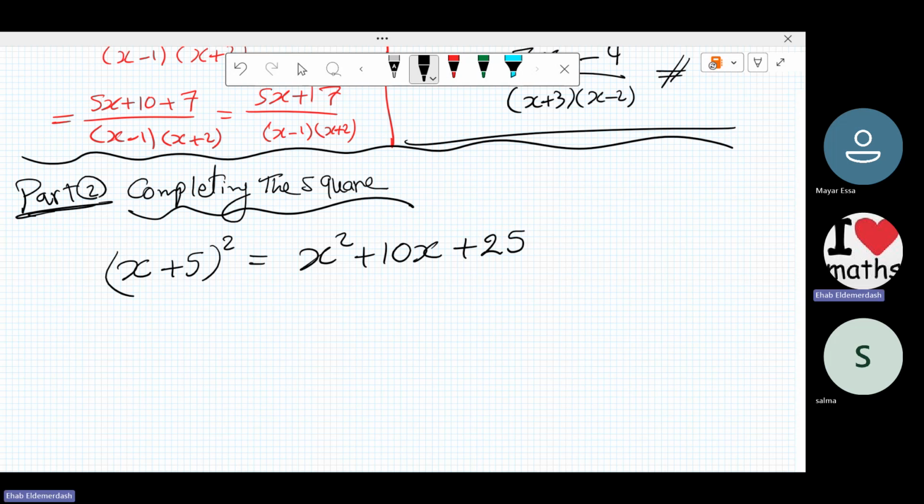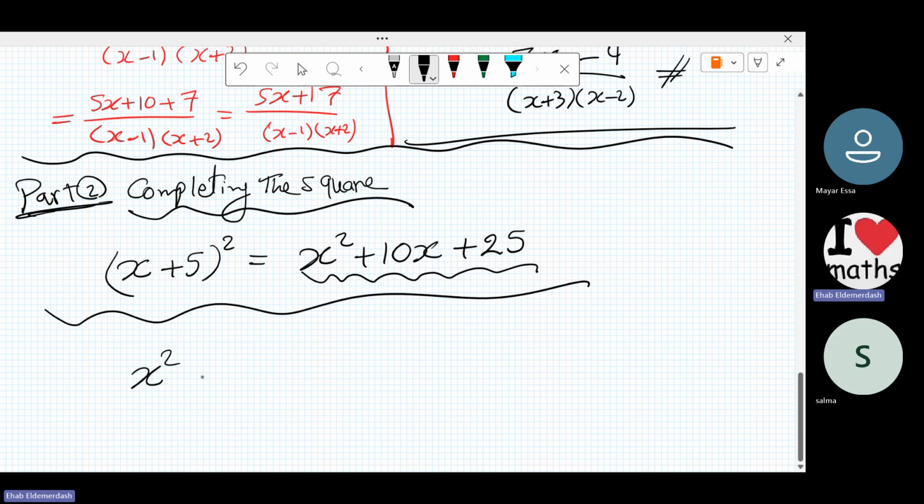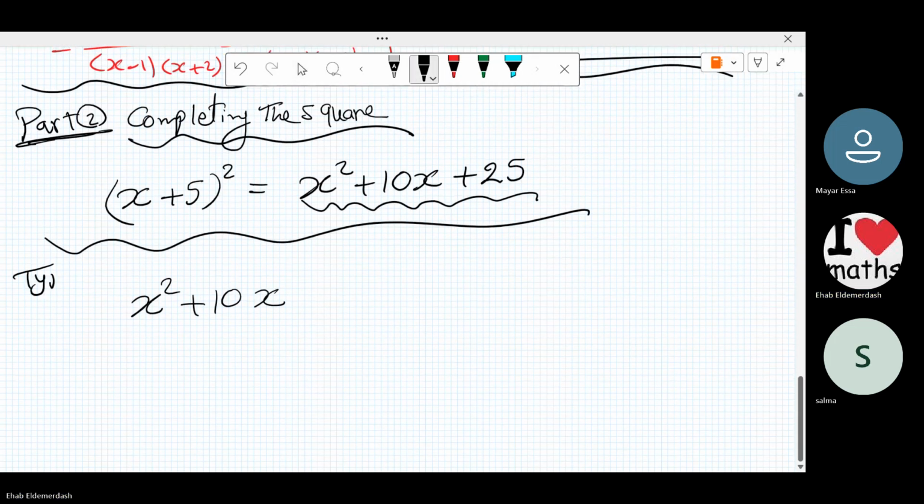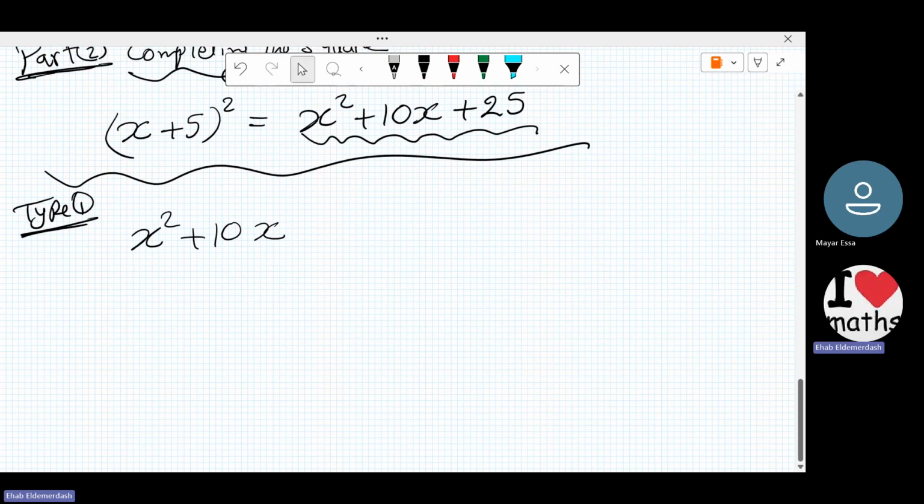They will not give it to us as a perfect square. They will give it to us missing. And they will ask us to complete the square. يعني ايه? They will not give us this 25. They will give us only x squared plus 10x. This is type number 1. They will give you x squared plus 10x. And they will ask you to complete the square, which is a very simple and very easy method.